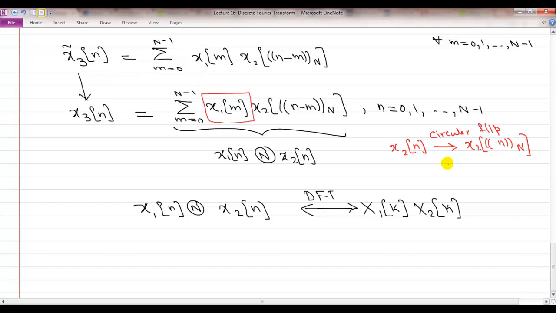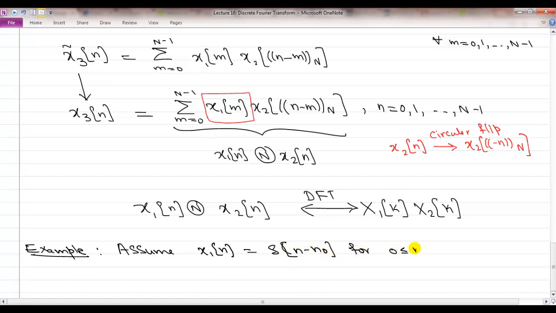We'll look at it pictorially also, but there is one classical example that everyone should know at the top of their head for circular convolution. Assume that x1 of n is simply a direct delta. It's delta of n minus n naught, for some n naught between 0 and N minus 1.